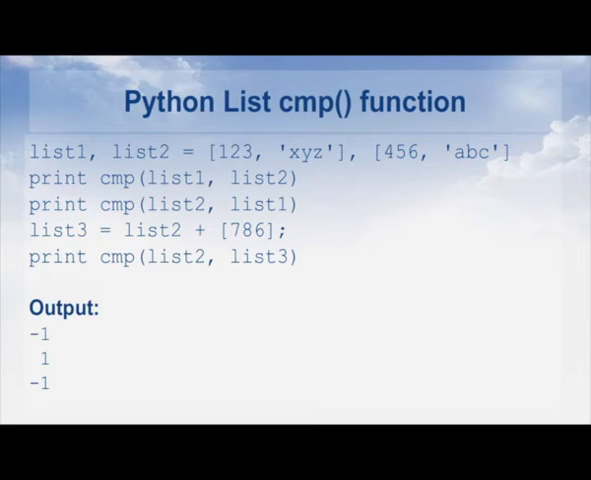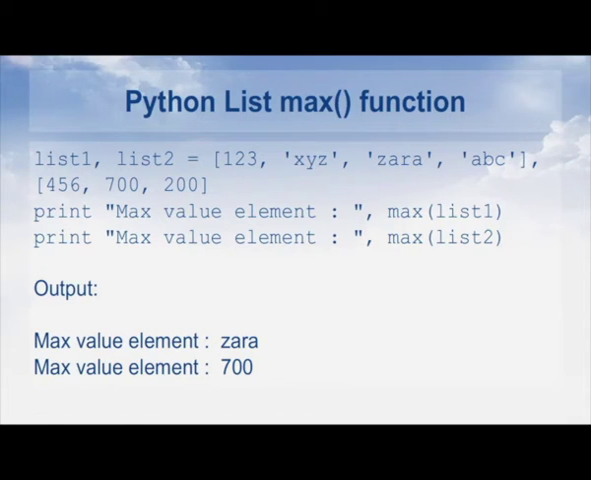When I compare list 2 and list 3, list 2 has 2 elements, 456 and ABC, whereas list 3 has elements 786, 456 and ABC. So, therefore, the element 786 is greater than 456. So, I get now minus 1. Clear? Here the slide explains the max function of the list.